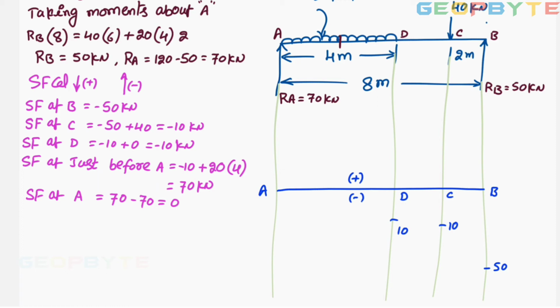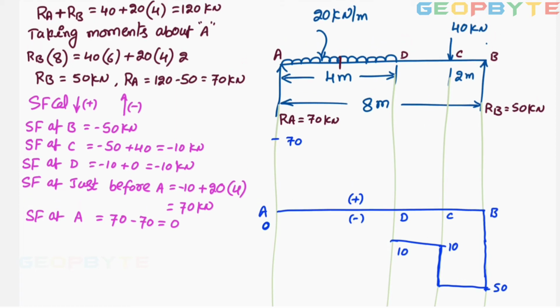Shear force just before D is 70. Exactly at D it is 0. Now start from B, go for the value, come to the next line, go for the value, come to the next line. Under the UDL, the shear force is varying linearly. That's why just join these two like this. That is the effect of UDL.